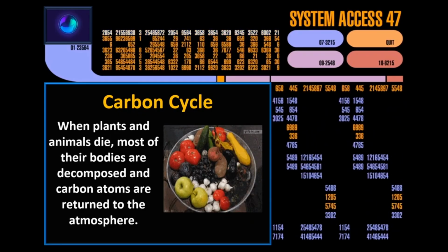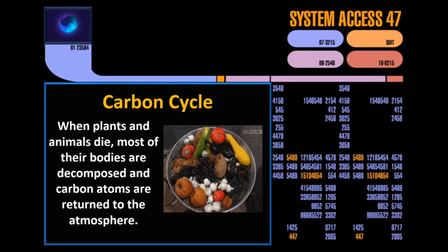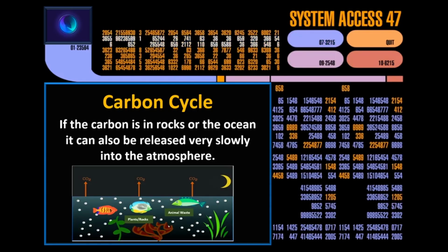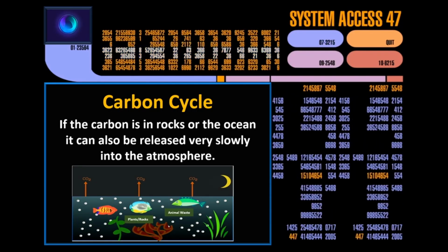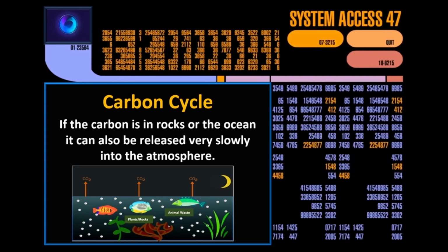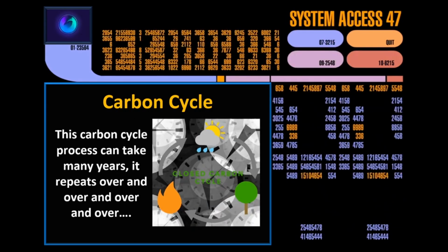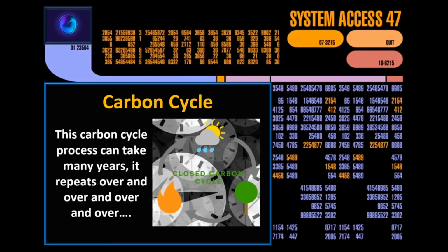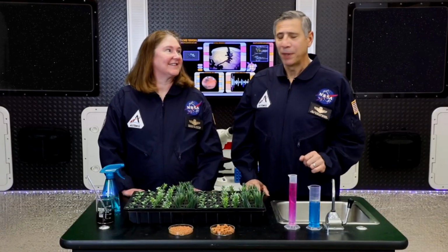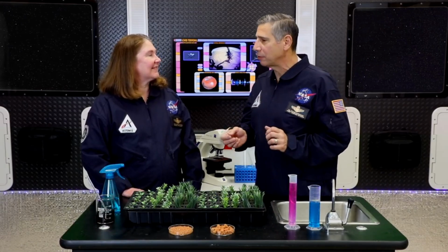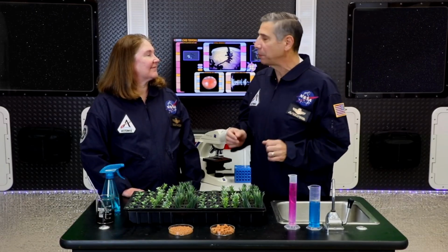When plants and animals die, most of their bodies are decomposed and carbon atoms are returned to the atmosphere. If the carbon is in rocks or the ocean, it can also be released very slowly into the atmosphere. This carbon cycle process can take many years. It repeats over and over. Thank you, Aurora. You know, Professor, Aurora touched on 2 very important concepts when she was talking about the carbon cycle that we have to consider when working with plants.